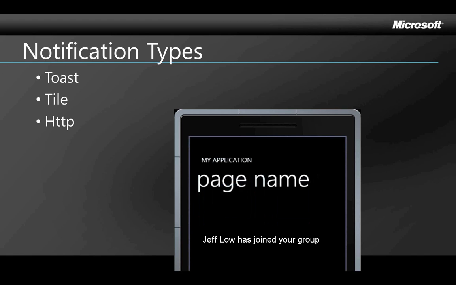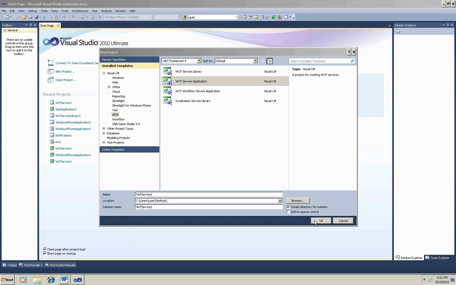Setting up all the parts of a push notification takes longer than most demos in this 7-minute series, so I'm going to go straight to the demo now, and later I'll give you some links for more detailed code examples. We'll start with the service that's going to send the notifications. It's a WCF Service Application project.